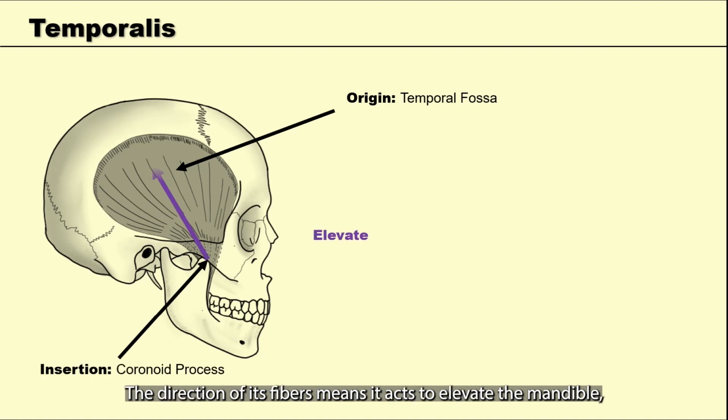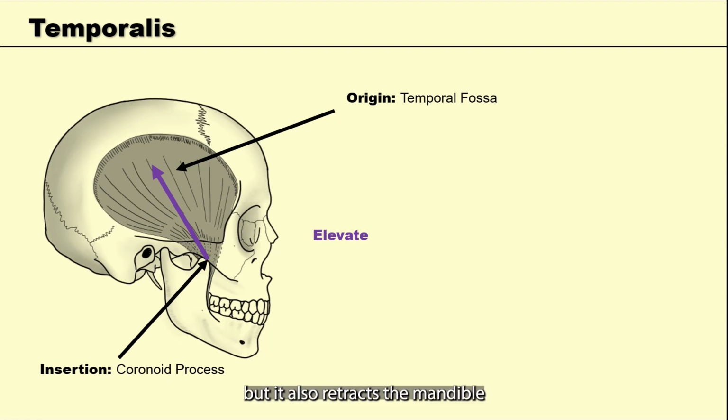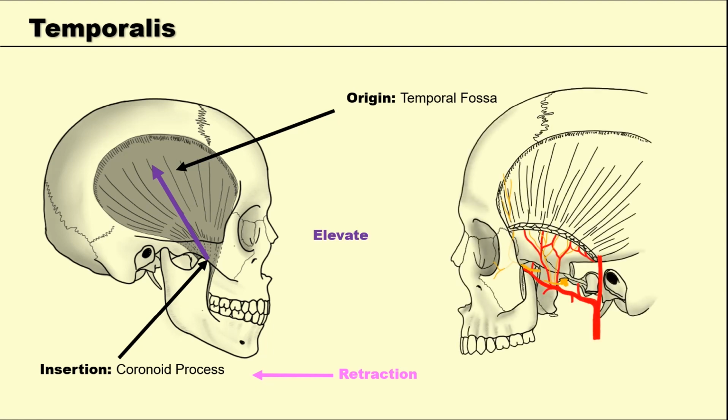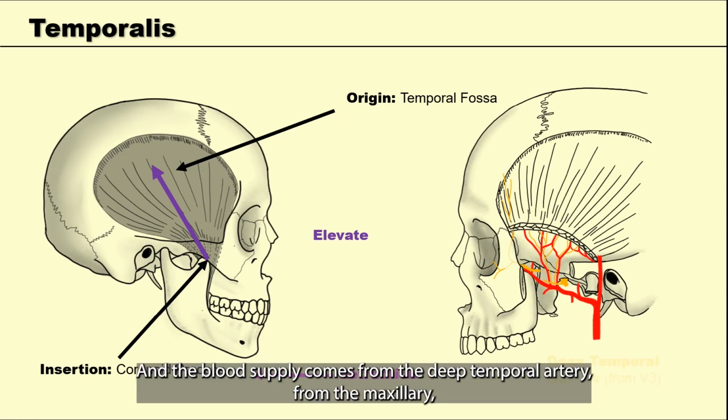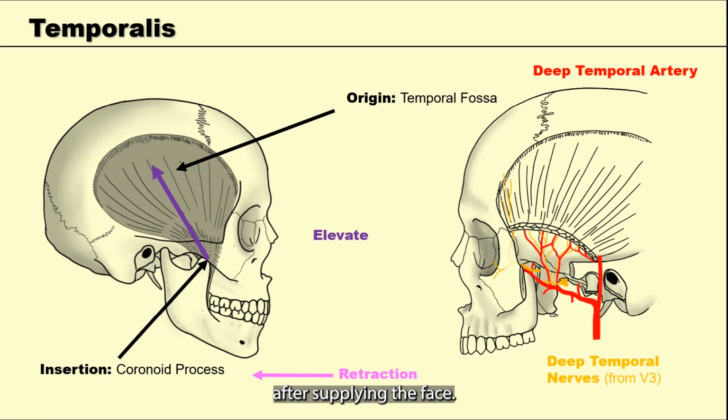The direction of its fibres means that it acts to elevate the mandible, but it also retracts the mandible because of its posterior fibre direction. The temporalis muscle is innervated by the deep temporal nerves, which is a branch from the mandibular portion of the trigeminal nerve, and the blood supply comes from the deep temporal arteries, from the maxillary after supplying the face.